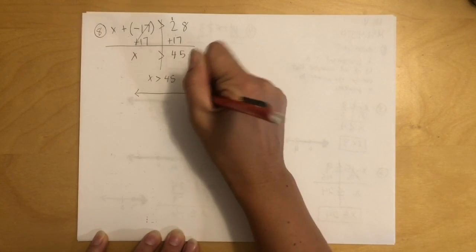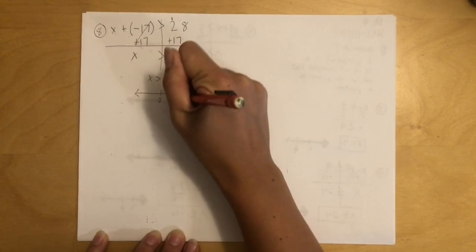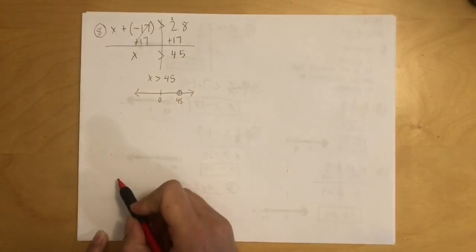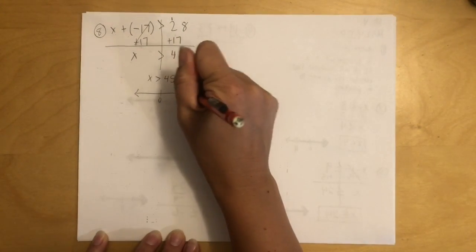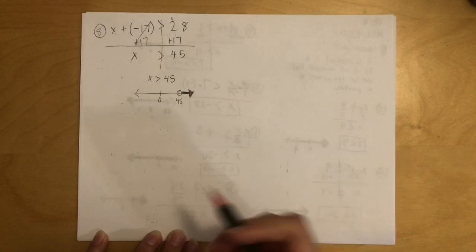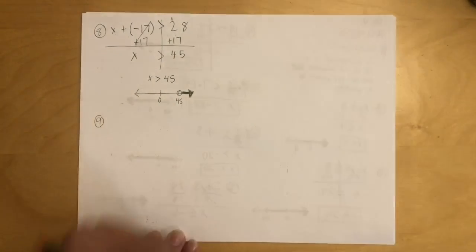And I can illustrate this. 0, 45. Open circle because it does not include the 45, and shade bigger than the 45. x is greater than 45. Number 9.